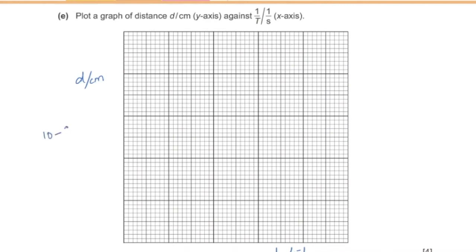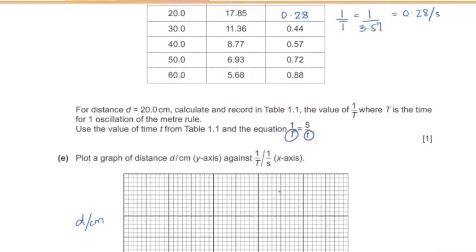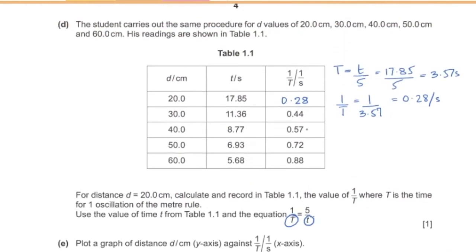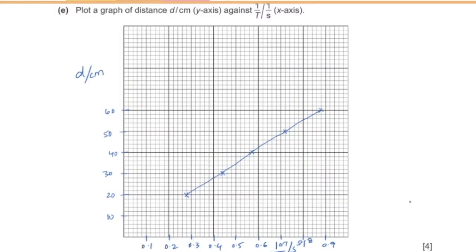So let's start marking from 10 all the way up to 60 on our y-axis. And 1 by T is ranging, according to table 1.1, from 0.28 to 0.88. So let's start from 0.1 all the way up to 0.9 on our x-axis. So this is our graph. I know it's not perfect, but make sure yours is a straight line.